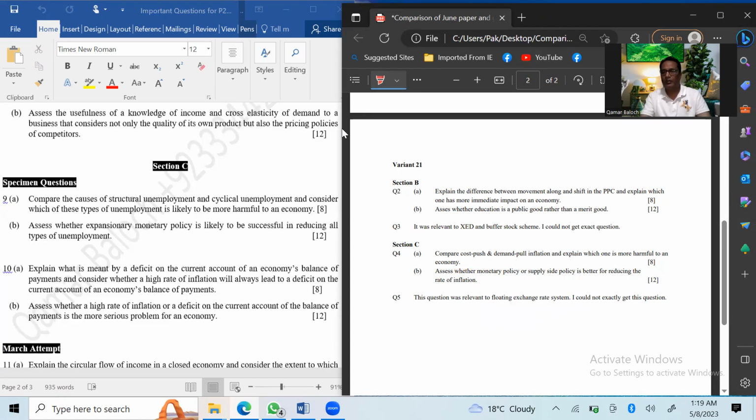Question number 3 was regarding cross elasticity of demand and buffer stock schemes. I could not get the exact statement of the question, but it related to this content. And XED was also in the guess paper. Moving to section C, compare demand pull and cost push. Again, this was a part of the guess paper as well. Assess monetary policy. This question was exactly repeated in variant 2.2 and 2.1. And question number 5 was regarding the free floating exchange rate system, and this question was also in the guess paper.